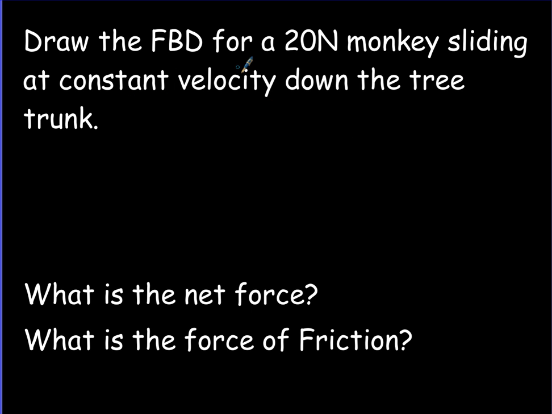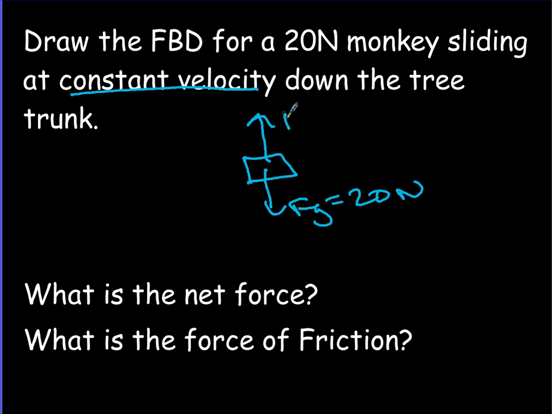Draw the free body diagram for a 20 Newton monkey sliding at a constant velocity down a tree trunk. Well, here's the monkey. And Fg is 20 newtons. Velocity is constant, which means he has friction going back up. And his acceleration is 0. Circle that. What is his net force? His acceleration is 0, so his net force is 0.